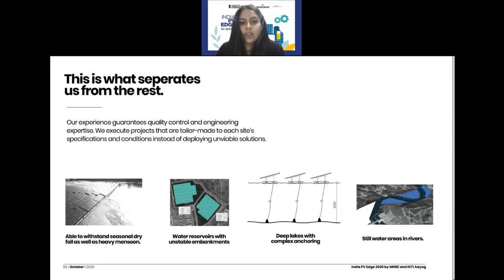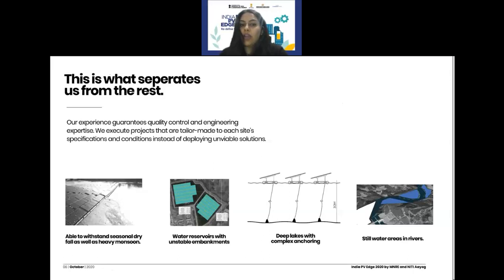From the rest, we can actually tailor-make our design solution to cater to your exact application. So there are instances with the Sunrise Floater where you actually see dry land as well as water being experienced by the floater in the same pond. And that's basically a competency that just does not exist in the market.